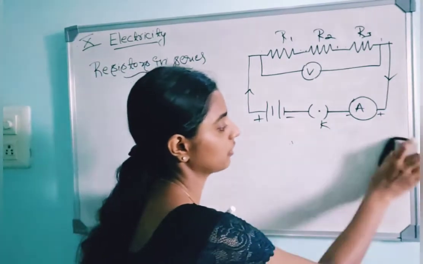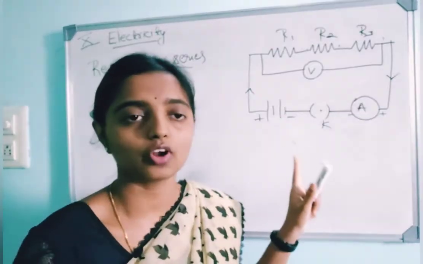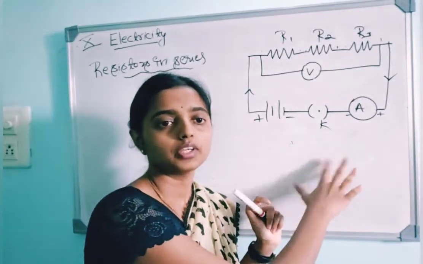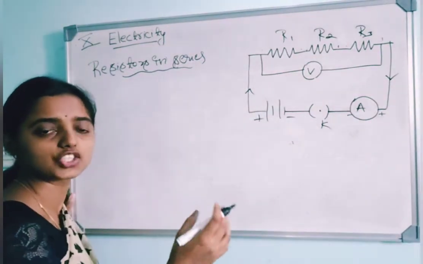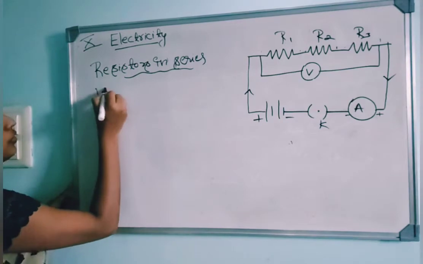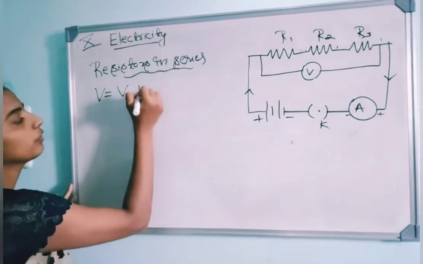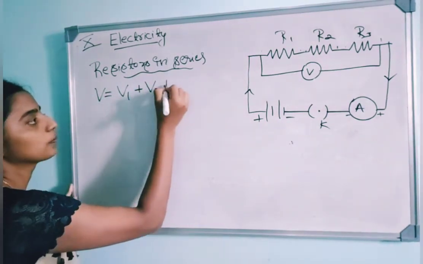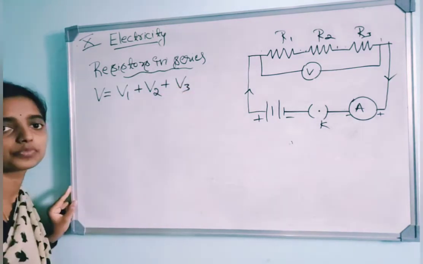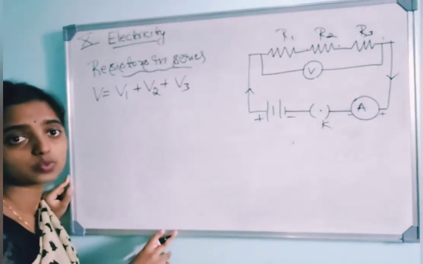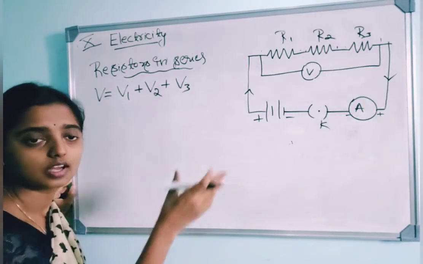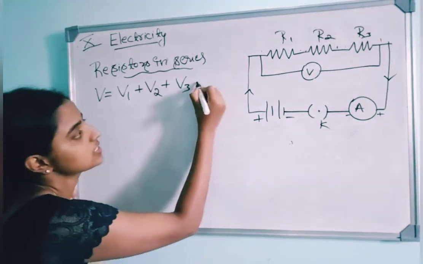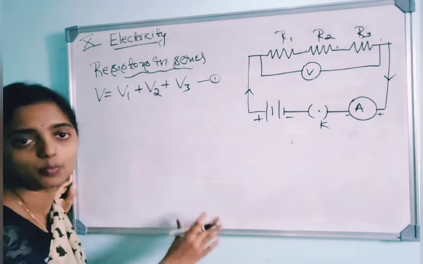Now let us start our derivation. Just remember all these things, okay? Because the same thing in reverse will happen in parallel. Now from the earlier explanation, I can write V is equal to V1 plus V2 plus V3, correct? I cannot write I is equal to I1 plus I2 plus I3 because I is constant here. Clear? So let us take it as equation 1.